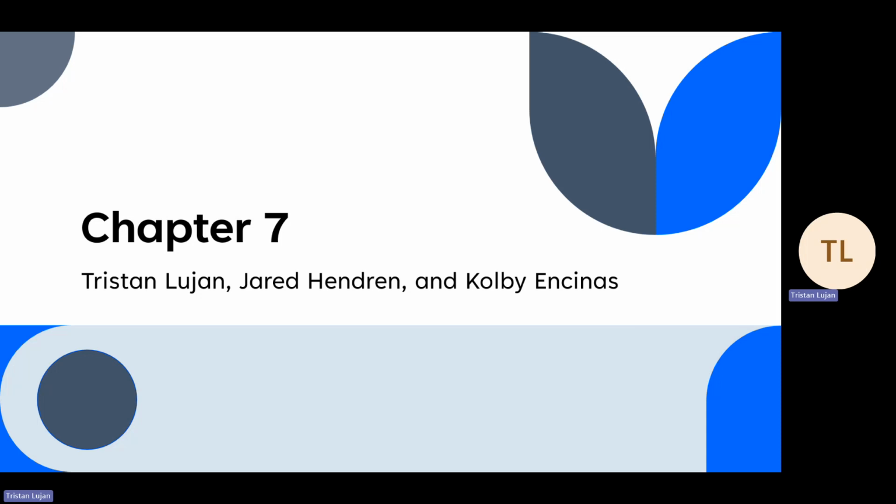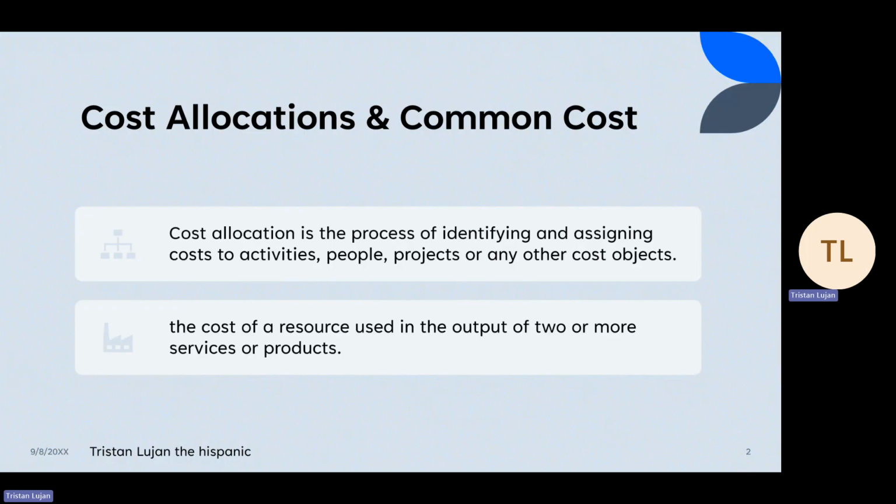Before we go more in depth, I want to give you a little overview of cost allocation and common costs. Cost allocation is the process of identifying and assigning costs to activities, people, projects, or any other cost subjects. The cost allocation system is a process for assigning costs to the different businesses, departments, or products that benefit from those costs. The main goal is to spread costs fairly across departments to calculate profitability and derive transfer prices. Essentially, it works to measure financial performance and improve decision making.